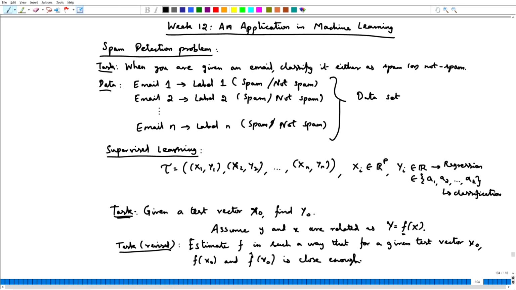Again, close enough I have to write in quotes, because I have not mentioned what close enough means or how close is close. All that I have not mentioned. So, to refine this statement and say what close enough means, what I am going to do is define something called a loss function.